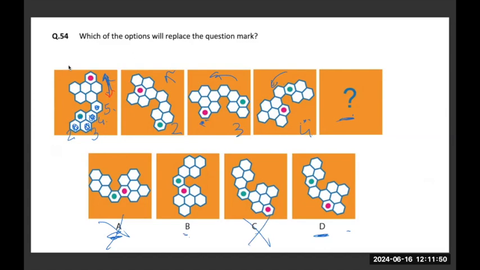Pink वाला second में यहाँ पे आ जाता है. Third position में pink वाला यहाँ पे आ जाता है. Fourth में pink वाला जो आपका dot है वो यहाँ पे आ जाता है. Which means in the fifth position it has to be here. Henceforth, D is eliminated and B is the one which will be correct.